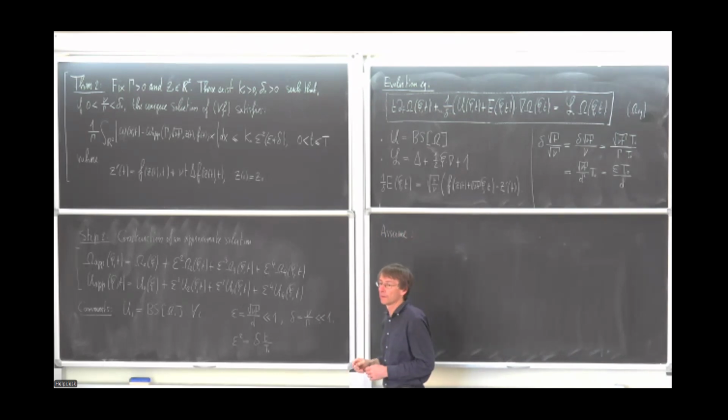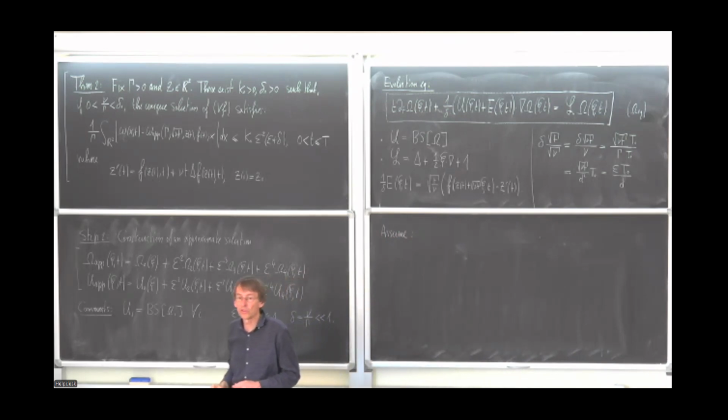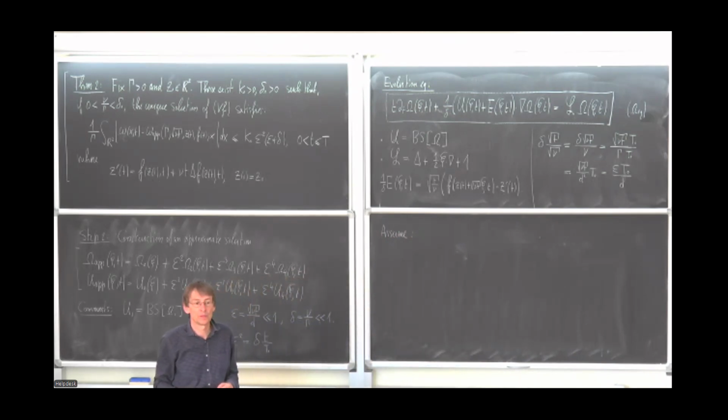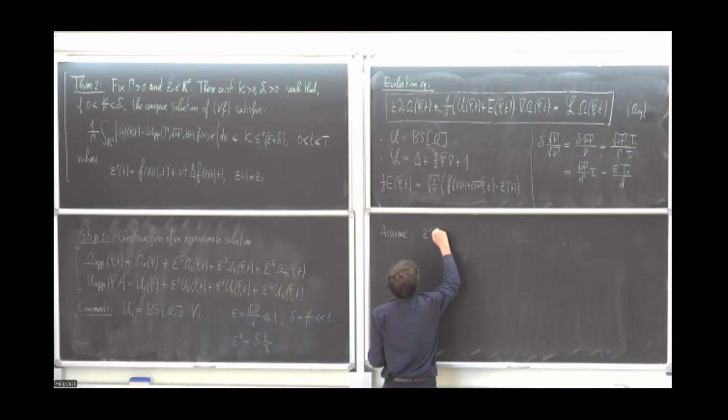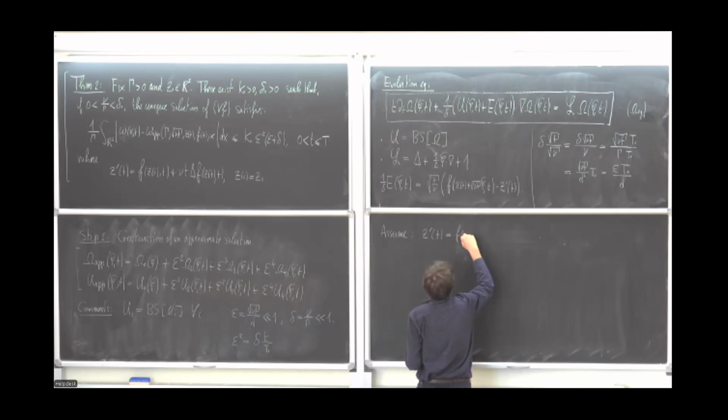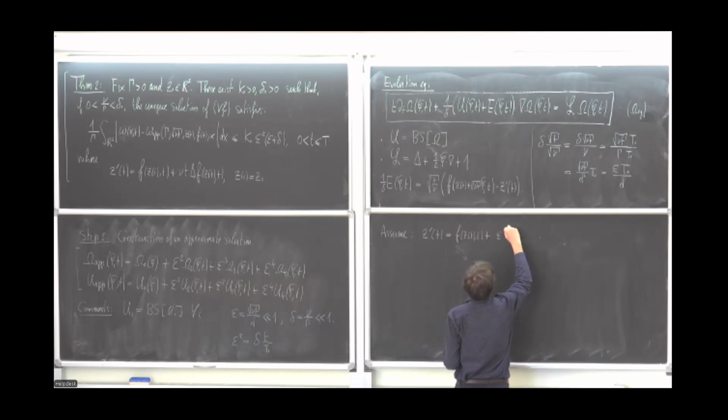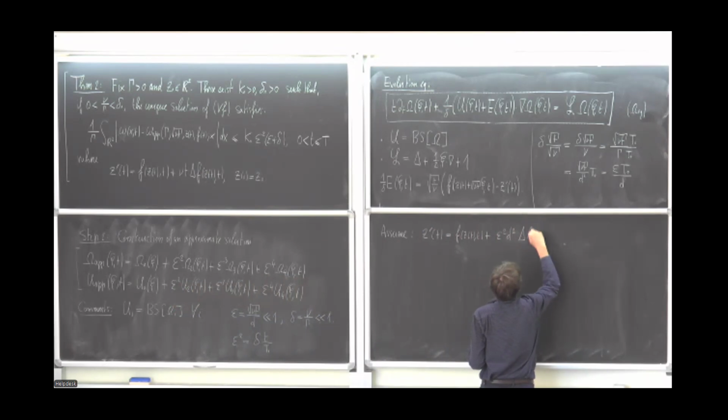So for the moment, the equation for the center z(t), z prime of t, could be discovered in the course of the approximation. But let me give you immediately what the result will be. And we'll assume that z prime of t is exactly this formula, which I write in the form f of z of t, plus epsilon squared d squared Laplacian f of z of t.